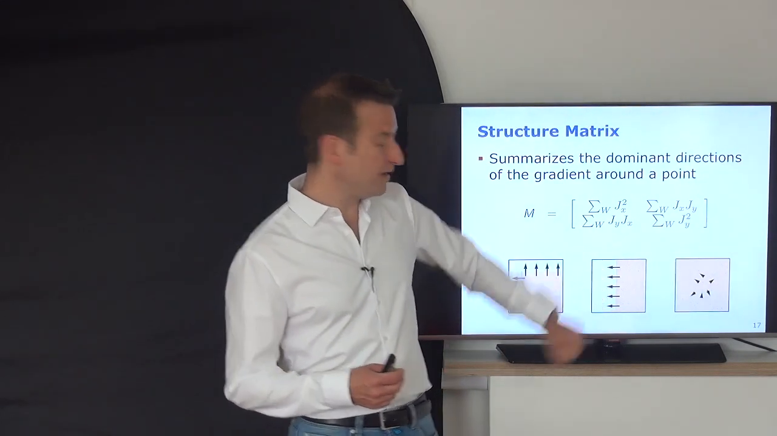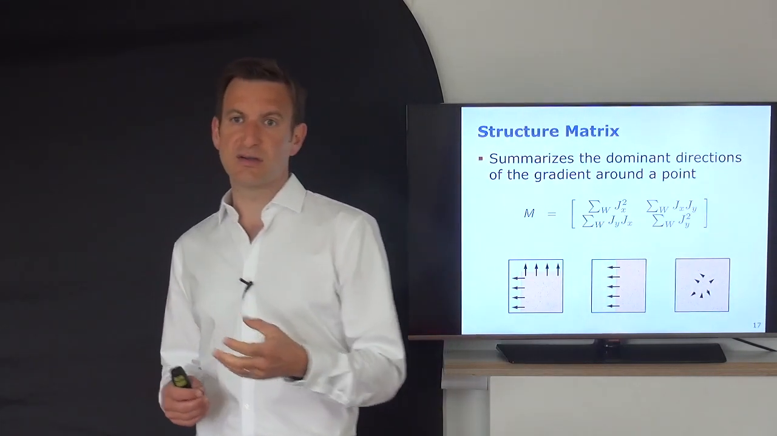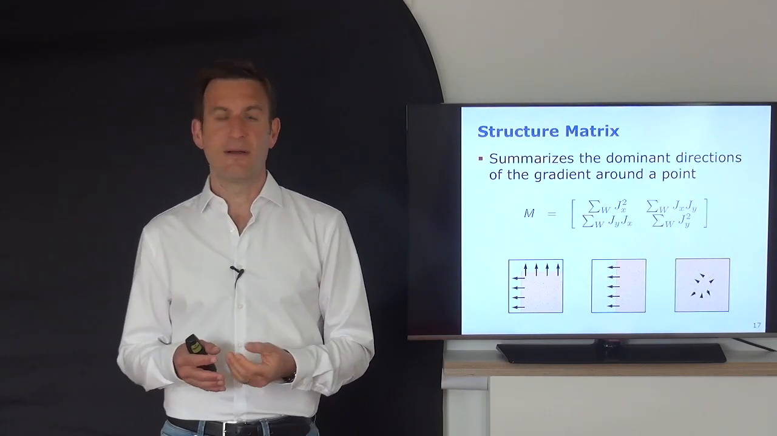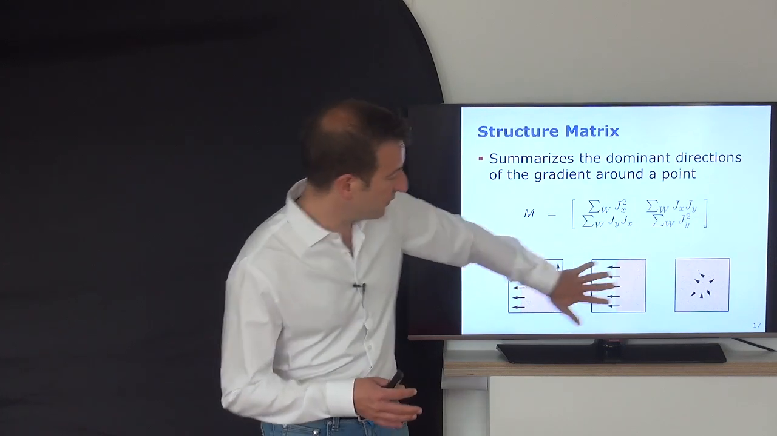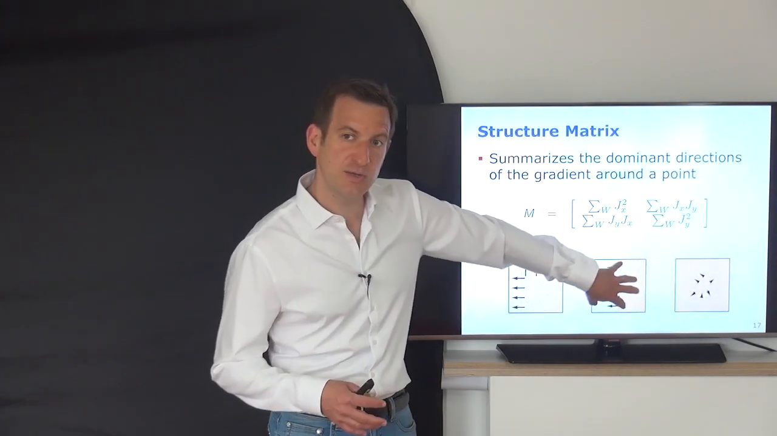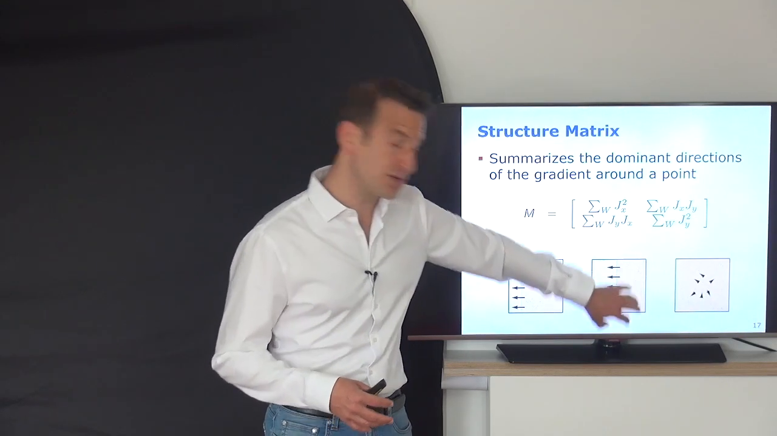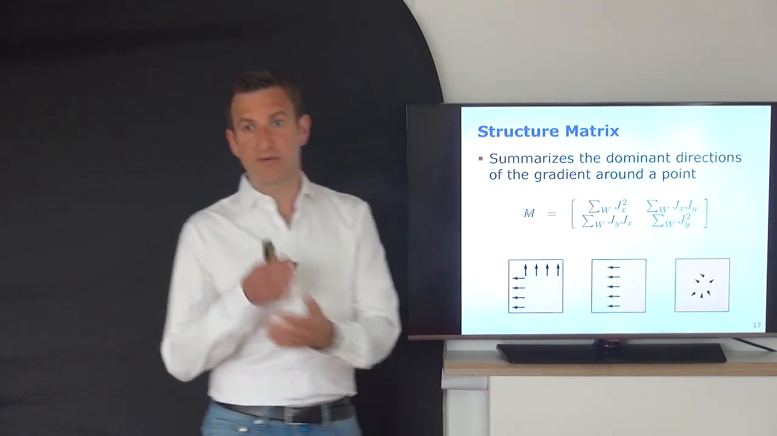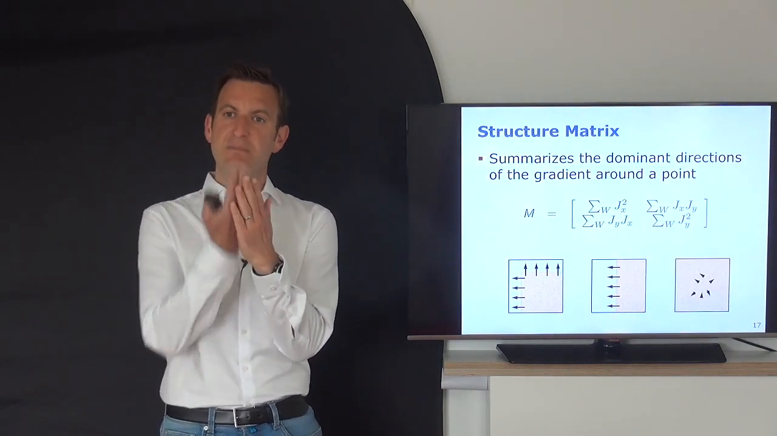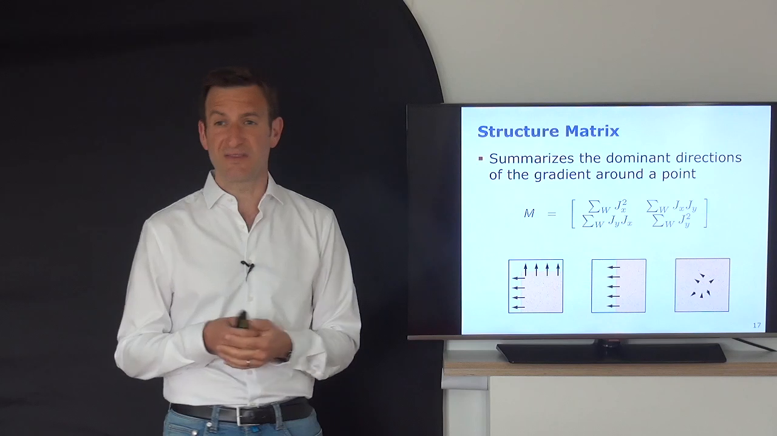In this example over here, where we only have gradients in one direction, only one of those values would be large and the other one would be small. You can see that we can localize very well in this direction. If we shift the image on top of each other, in this direction we can localize very well, but in this direction we can't, because there are no gradients pointing in this direction. I could slide a template over this image and would always get the same value.